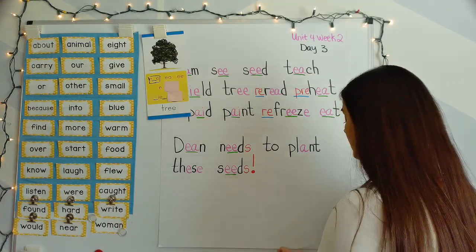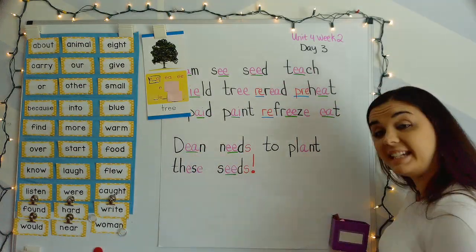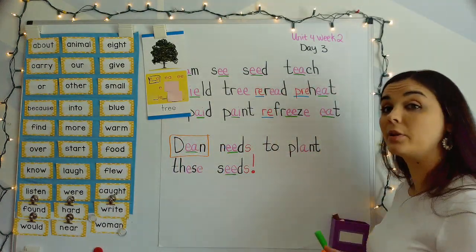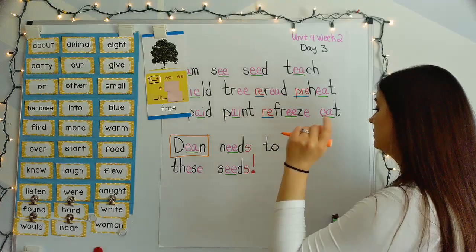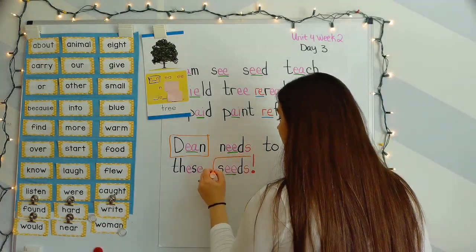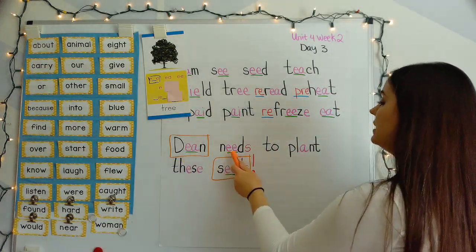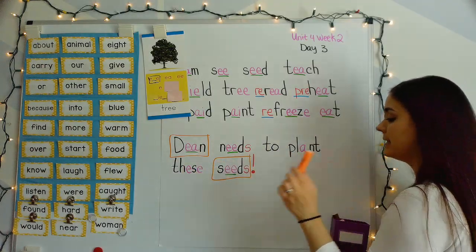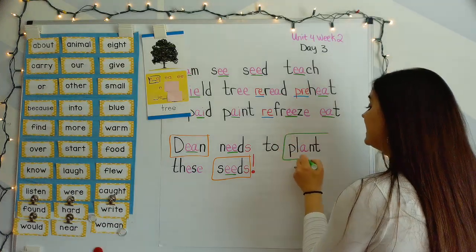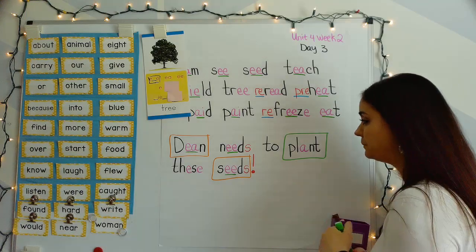All right, let's do some nouns and some verbs. So Dean is a noun. We know this, okay? Because he's a person. Where else is our noun? Oh, I saw some lips going. Seeds. That is a noun. It is something you can touch. So Dean needs to plant these seeds. Our verb, plant, because that's what Dean is doing, or that's what he's going to do. He's going to plant. Okay?